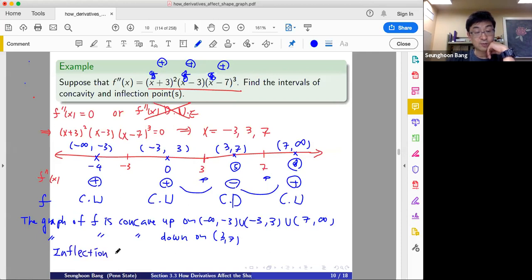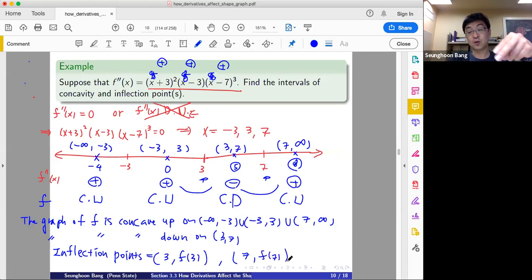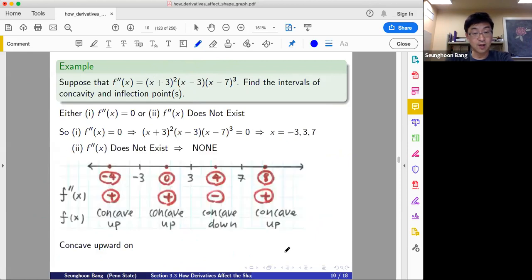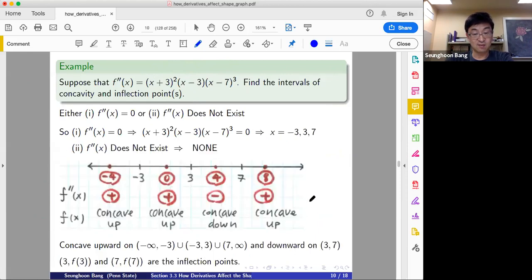The inflection points: the x component is 3, and for the y component, since we don't have the function f explicitly, we only write it like this: 3 and f of 3. Another one: x value 7, y value is f of 7. So that's it, we have 2 inflection points. That's the whole idea. I already explained everything, and the next one is the same.